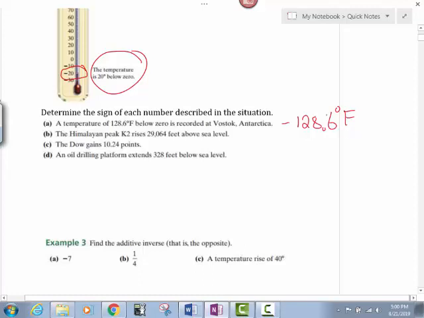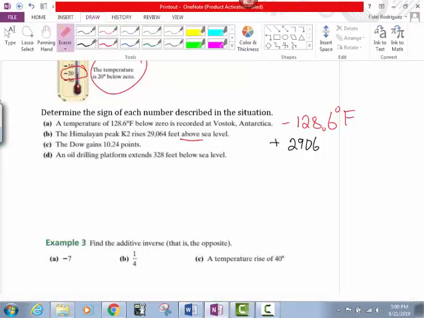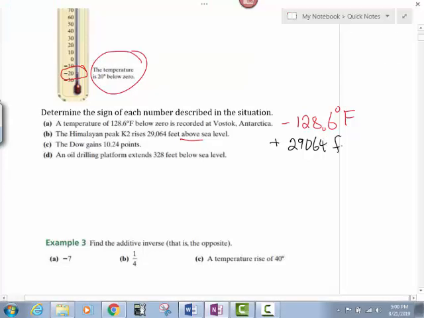The Himalayan peak K2 rises 29,064 feet above sea level. Since we're talking about above sea level, that's going to be a positive number. So we'll say positive 29,064. Oops. Let's fix that. 64 feet. Okay, because it's a positive. The Dow gains 10.24 points. So it's a positive 10.24.